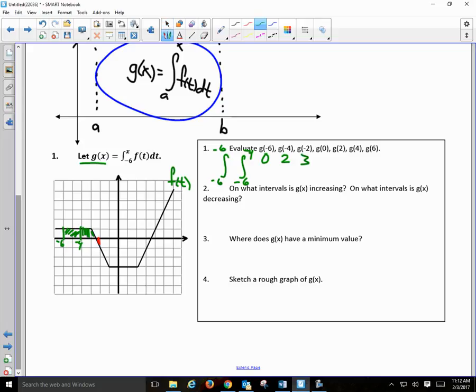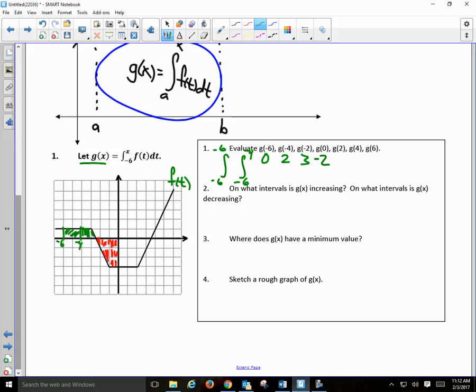Now, g of 0, it looks like I'm going to pick up a lot more negative area, aren't I? Looks like I've got 1, 2, 3, 4, about 5. Can we all agree it's about 5 we pick up? So we're going to estimate we pick up about negative 5 units, so it's going to go down to negative 2.